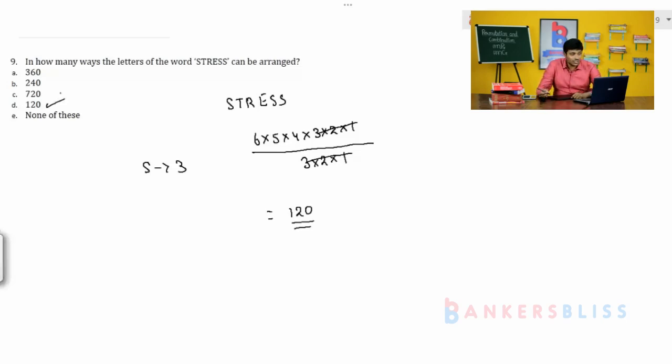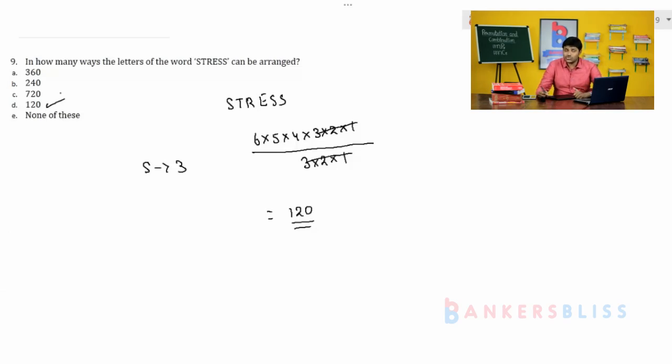If you do only 6 factorial and mark 720, you are going to get the wrong answer, because S is repeating thrice. So 3 factorial times you are going to get duplication. Because of that, you have to divide by 3 factorial. After dividing, you are going to get 120. So answer D is the right answer.